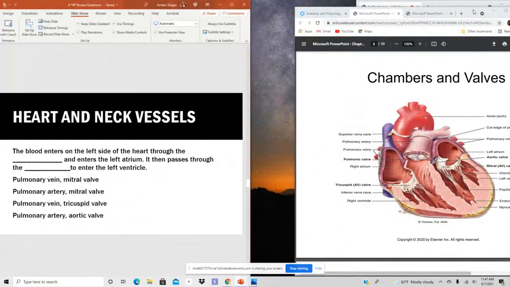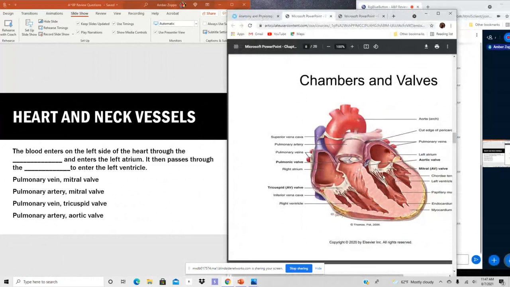Okay, so blood enters on the left side of the heart through the pulmonary vein, goes into the atrium, and then it passes through the mitral valve. The mitral valve is on the left side of the heart. The tricuspid valve is on the right side of the heart. So blood enters the left atrium through the pulmonary vein, then passes through the mitral valve to enter the left ventricle. Okay? Does that make sense?